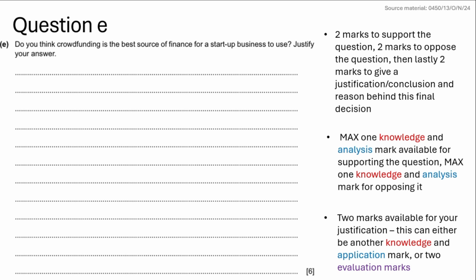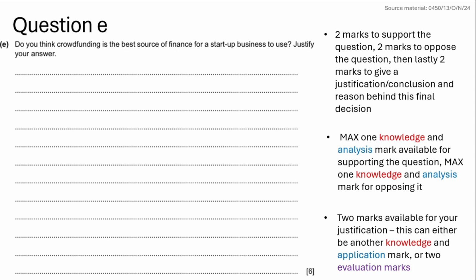If it wants us to justify, that means you have to give a point for and a point against. You have to support the answer and then oppose it and then work up a conclusion, I'll say. You get 2 marks for supporting it, 2 marks for opposing it, and 2 more marks in your justification. You are able to find knowledge marks and application marks, and sometimes you can make evaluation marks in the justification.